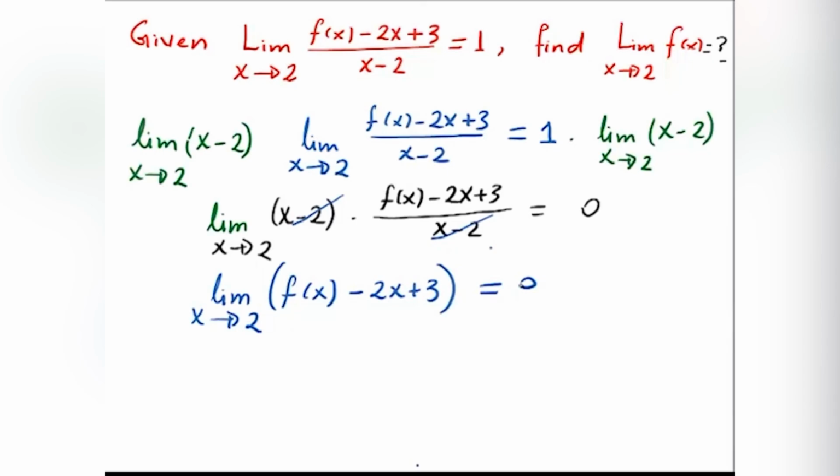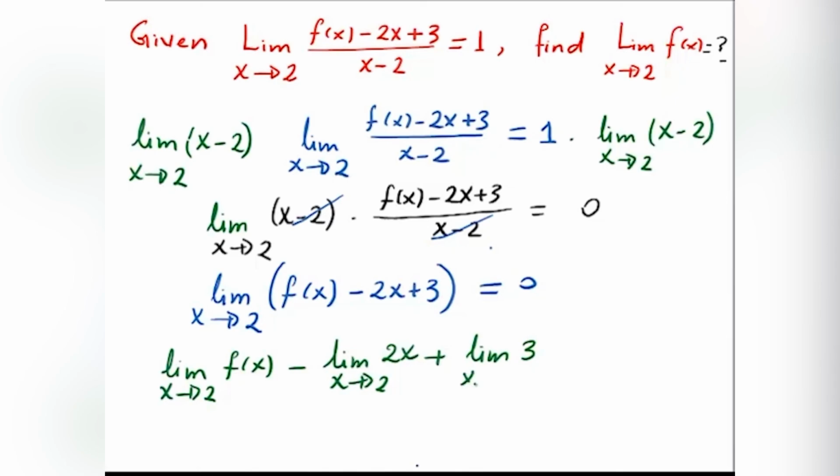And now I want to find the limit of f of x. Simple, I will just distribute the limit. So it will be the limit of f of x as x goes to 2, minus the limit of 2x as x goes to 2 plus the limit of 3 as x goes to 2 equals 0.